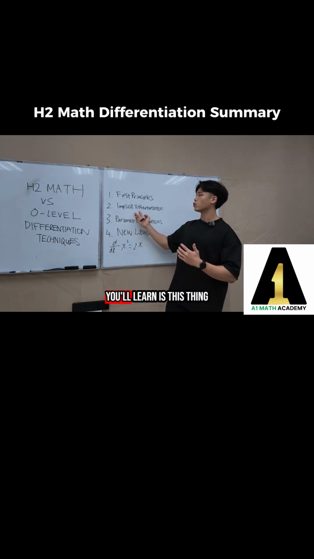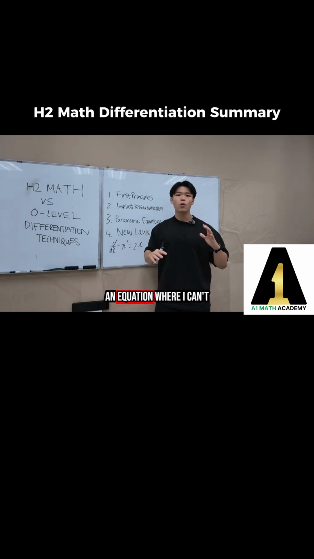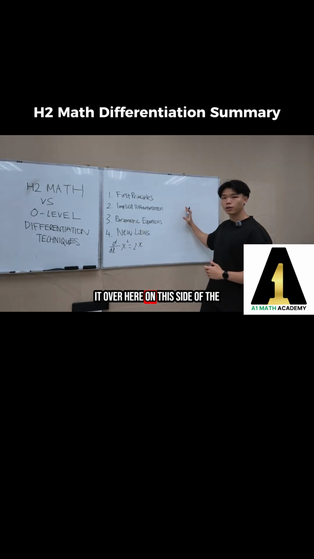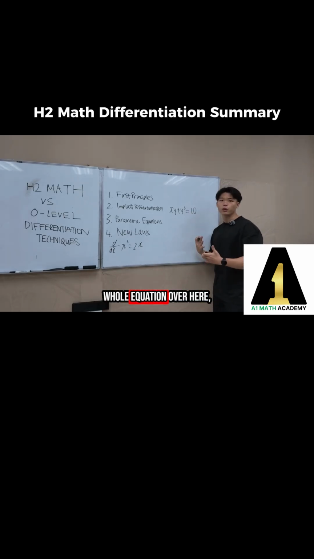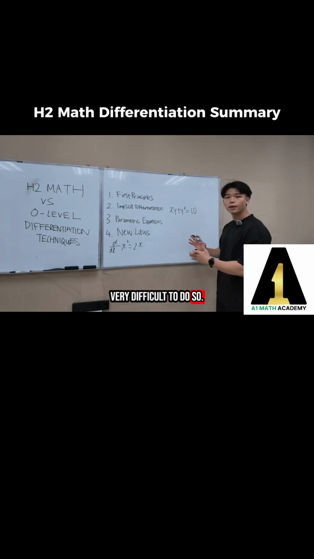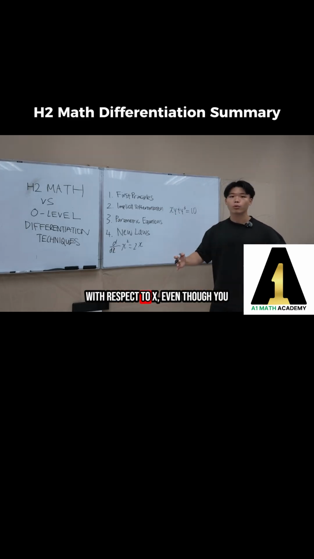Now the next concept that you'll learn is this thing called implicit differentiation. So implicit differentiation comes in when I need to differentiate an equation where I can't necessarily make y the subject. So for example, if I were to write it over here on this side of the whiteboard, if I have xy plus y cubed equals 10, right? If you try to rearrange this whole equation over here, there's no way that you're going to make y the subject, right? It's going to be very, very difficult to do so. That is where you will learn how to differentiate this whole equation with respect to x, even though you can't make y the subject, right? And that is what implicit differentiation is all about.